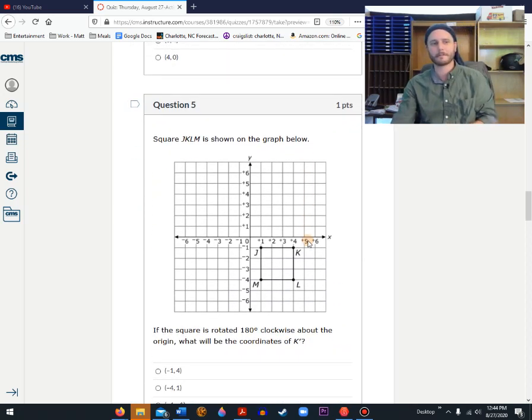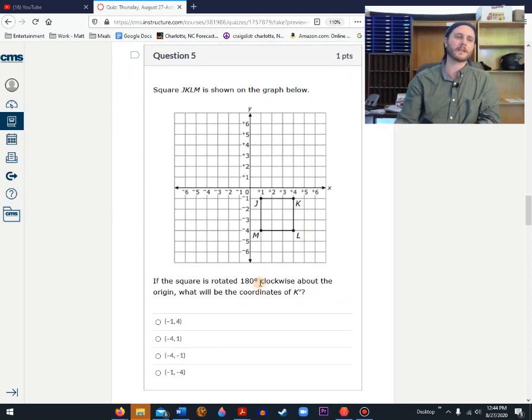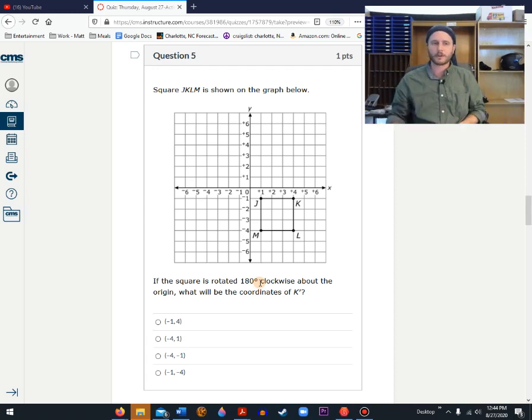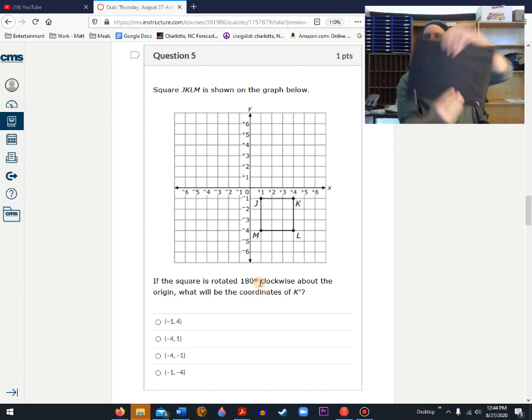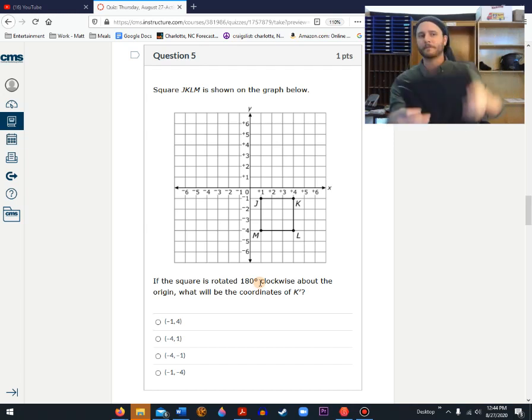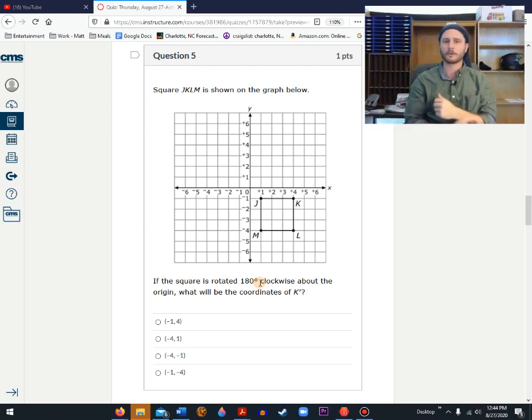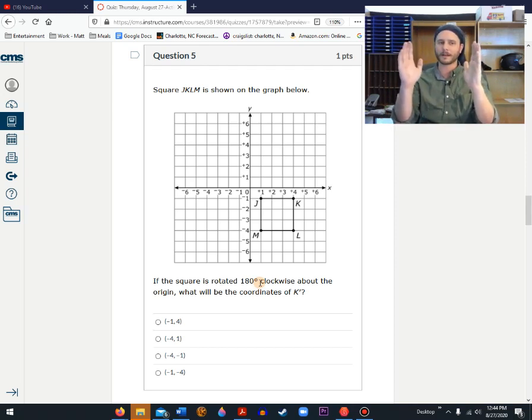For number 5, this square is rotated 180 degrees about the origin. If you double check your notes that we had taken, I believe, yesterday on rotations, whenever you rotate 180 degrees, it doesn't even matter if it is clockwise or counterclockwise, you are essentially taking that graph and reversing it completely upside down. In effect, you are keeping the same x coordinate, keeping the same y coordinate, you are just taking the opposites of them.